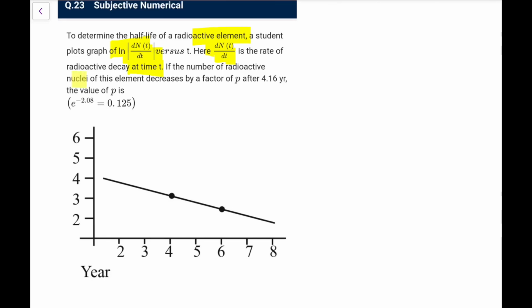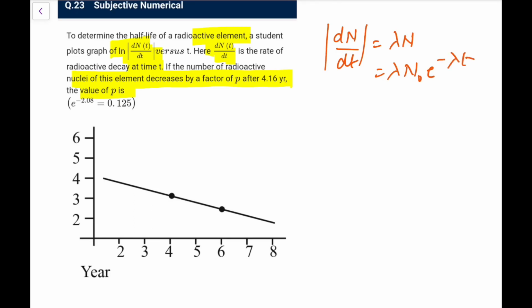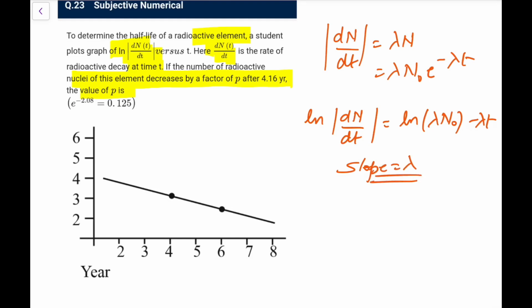If the number of radioactive nuclei of the element decreases by a factor of p after 4.16 years. So dN/dt is the rate, that is the activity. So |dN/dt| is equal to lambda times N, which is lambda times N naught e to the power minus lambda t. If I take the log, ln of dN/dt comes out as ln of lambda N naught minus lambda t. So the slope is negative lambda, which means the magnitude of the slope is lambda.